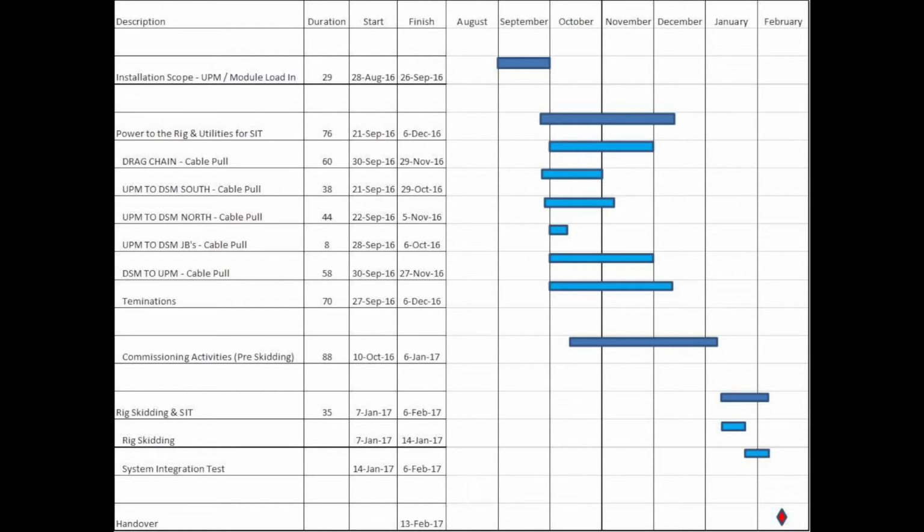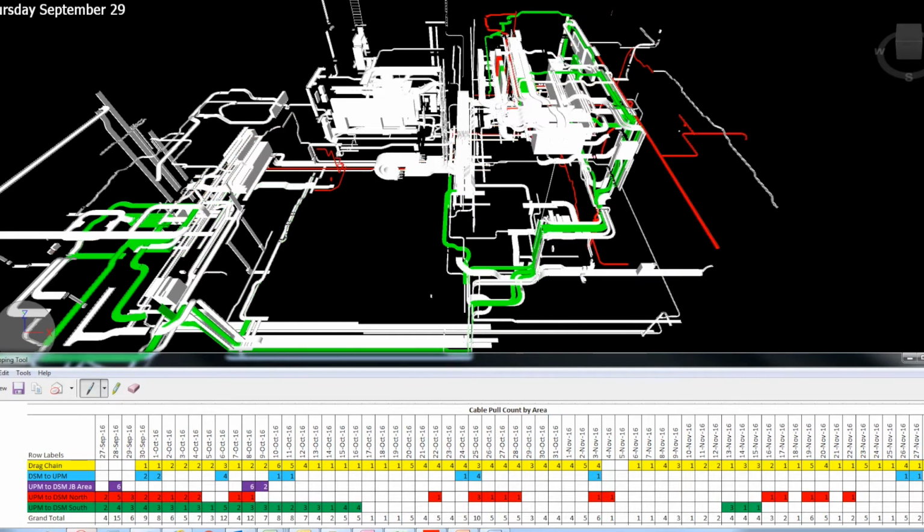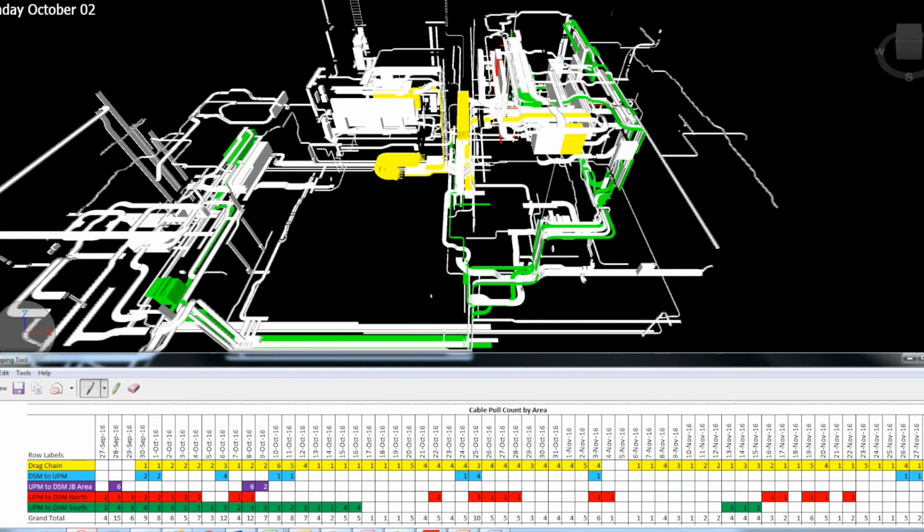First, it was important to understand exactly how the schedule was put together, so we pulled the Primavera schedule into Navisworks to look at the simulation of the cable pulling campaign. So this simulation is the baseline schedule of cable pulling into Navisworks. The different colours of cable trays they flash up are where we're pulling cables on a given day, and you can see the date in the top left corner.